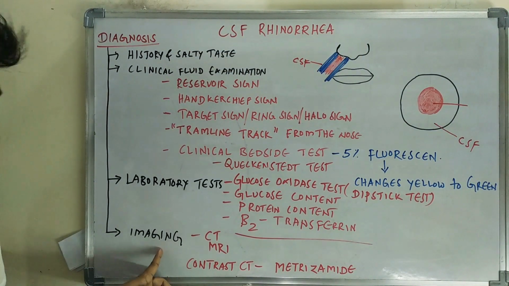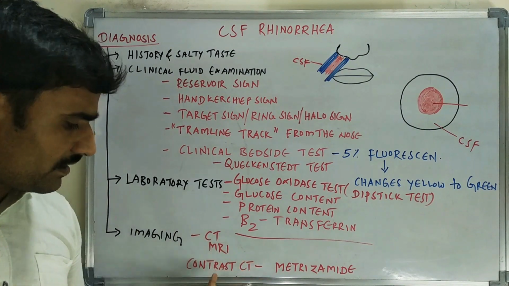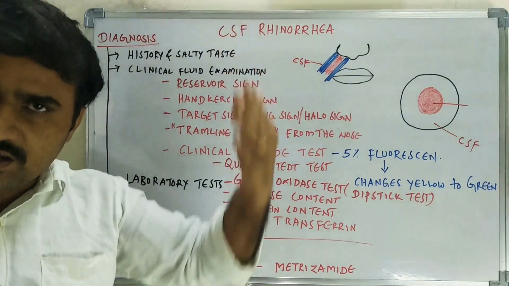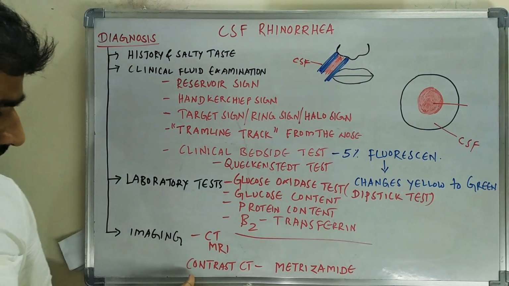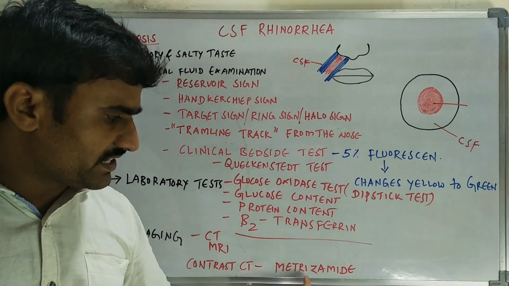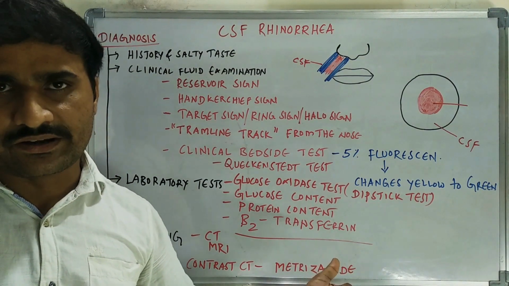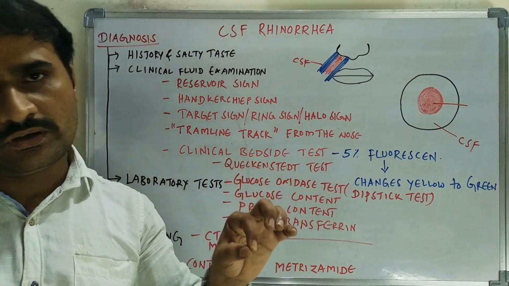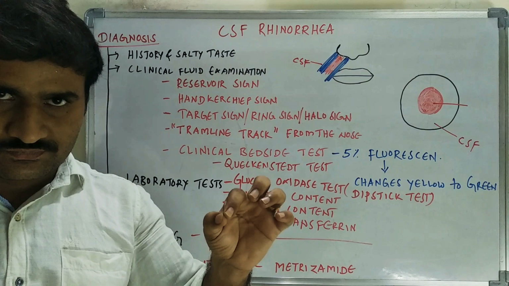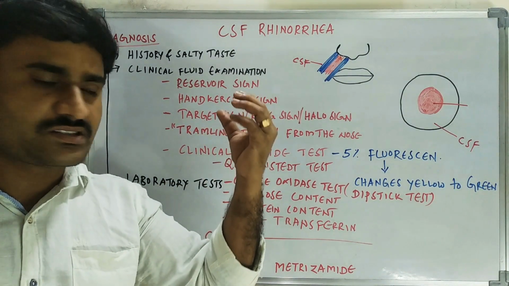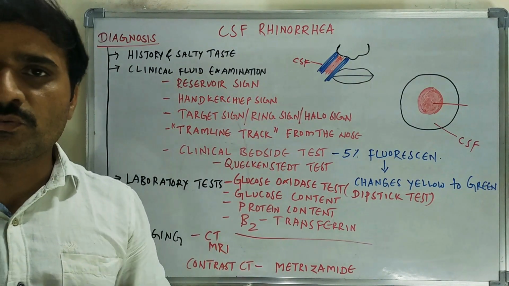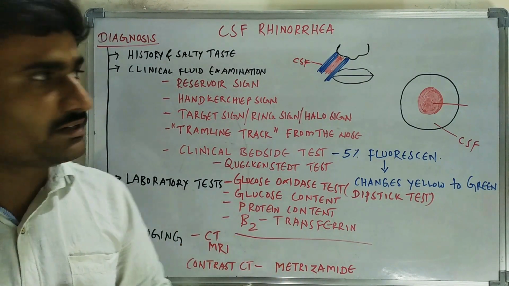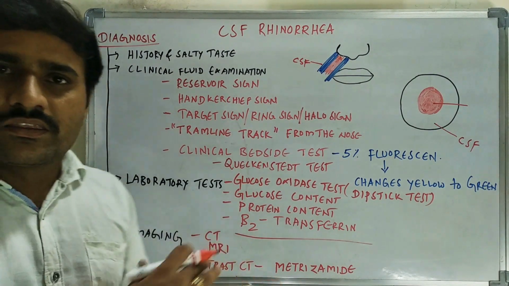And imaging, you can take the CT, MRI or contrast enhanced CT scan. In CT scan we have to take the axial views and coronal views, right? So the contrast agent utilized is the metrizamide. These imaging techniques are useful in the cases of localization of dural tear or localization of CSF rhinorrhea point, so that we can plan for surgical repair in cases of persistent leak. Right? These all are considered under the diagnosis.